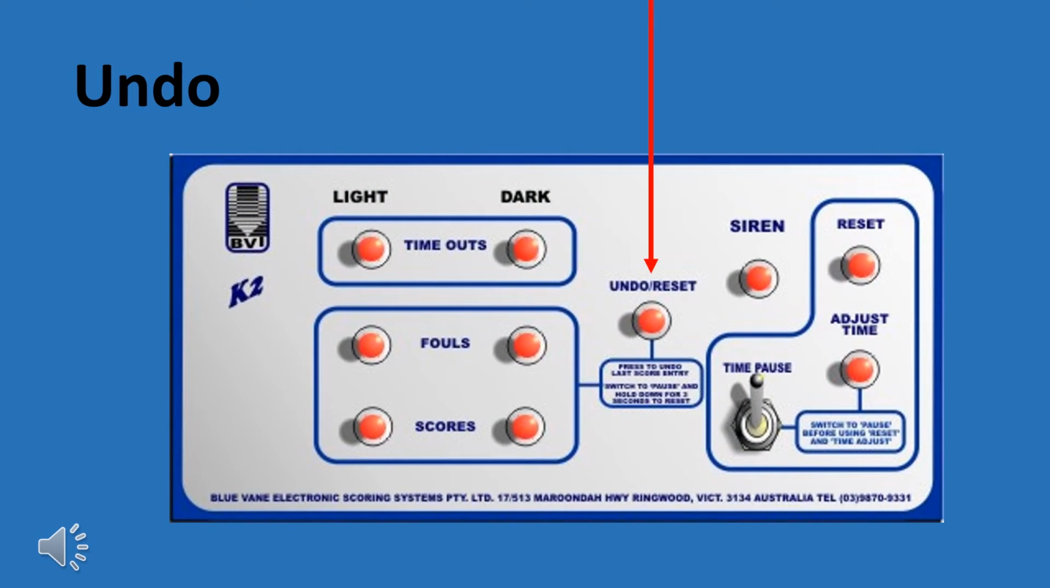The undo button is used to correct a scoreboard error. For example, if you add a foul to dark, but it should be on light. You press and hold down the undo button for about 3 seconds and you'll see it take the last change off the scoreboard. Then you put the foul on light. If there's been a bit of a delay before you see the error, there are a few extra steps to take.